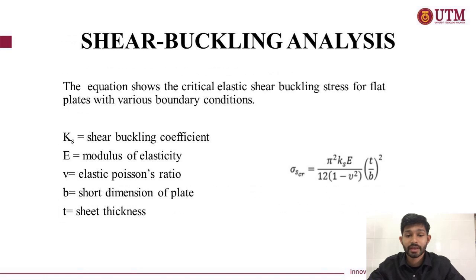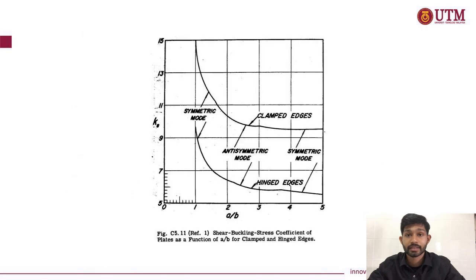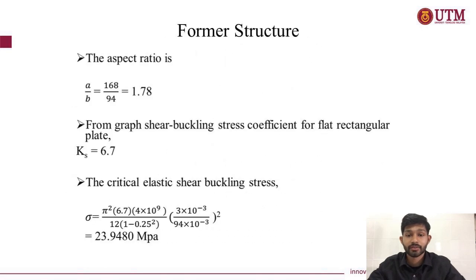Next, we do the analysis of shear buckling, and this slide shows the equation that we use. Ks is the shear buckling coefficient, which is referred to from the Brown coefficient for a flat plate, E is the modulus of elasticity, v is the Poisson's ratio, b is the short dimension of the plate, and t is the thickness. As before, the aspect ratio that we calculate for the former structure is 1.78, and we refer to the graph for shear buckling, we get Ks is 6.7.